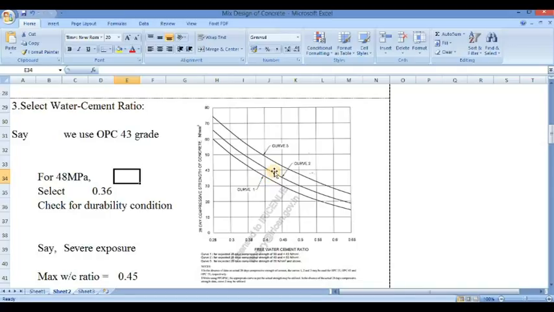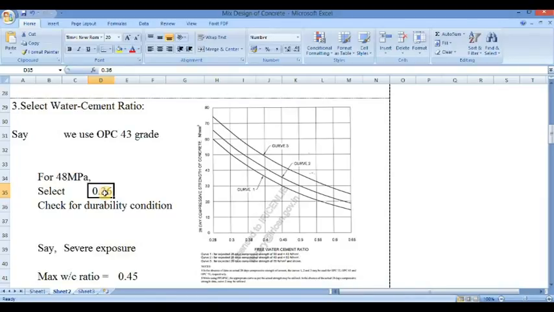So pick up curve 2 and the 48 MPa strength, let's say like here. If you cannot read it exactly, we have to assume some value. Let's say pick up 0.36, corresponding to curve 2 and corresponding to your 48. Just come down and below you will get the water cement ratio. Just pick up 0.36. Now we have to consider the third factor.